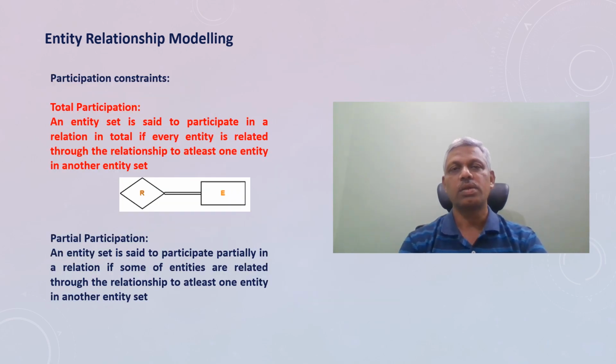In the relationship, there are two types of participation. One is total participation, another is partial participation. In total participation, every element in one entity set should participate in the relationship with at least one element in the other set. Whereas in the case of partial participation, some of the entities may not participate in the relationship at all, or for some of them the relationship exists. Such relationships can also be depicted here, and a double line is an indication that it is a total participation.